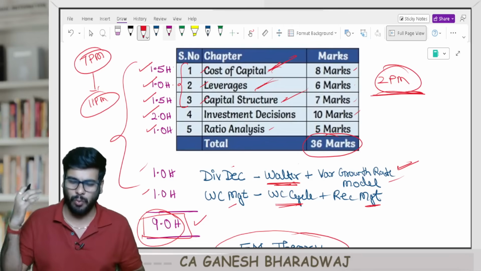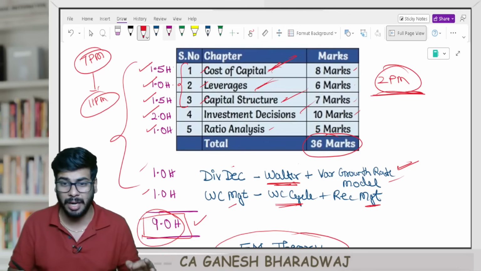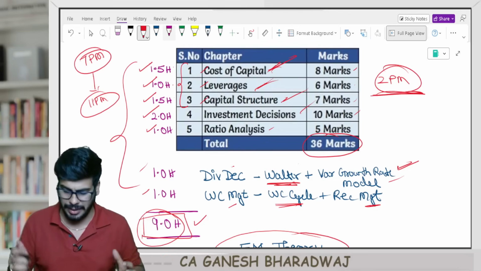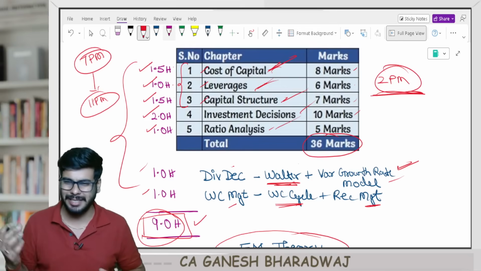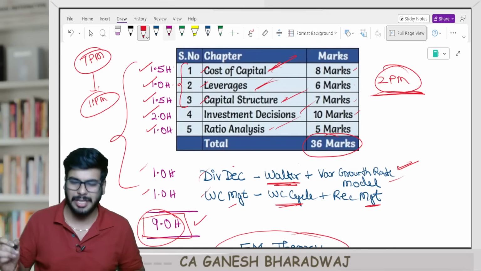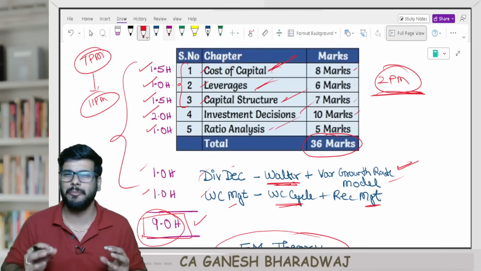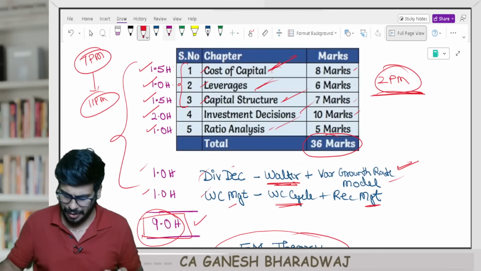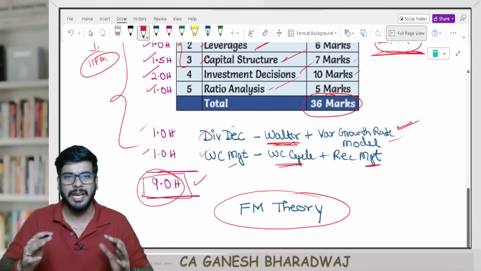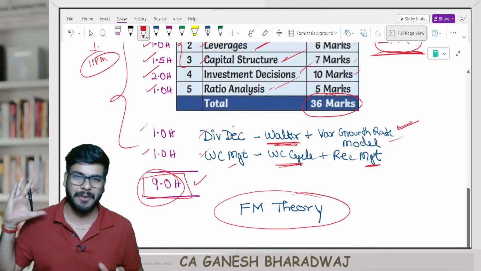Once that is done, you'll go on to investment decisions, another 10 marks, 30 marks. Overall, 31 marks gets covered here itself. Ratio analysis, another 5 marks, about 36 marks get covered here. Then go to your dividend decisions and working capital. Predominantly, you can cover your overall FM component that easily. And whatever time is left, you can use for your theory. And by 2 p.m., the day before your exam, you can wind up with your FM preparation.